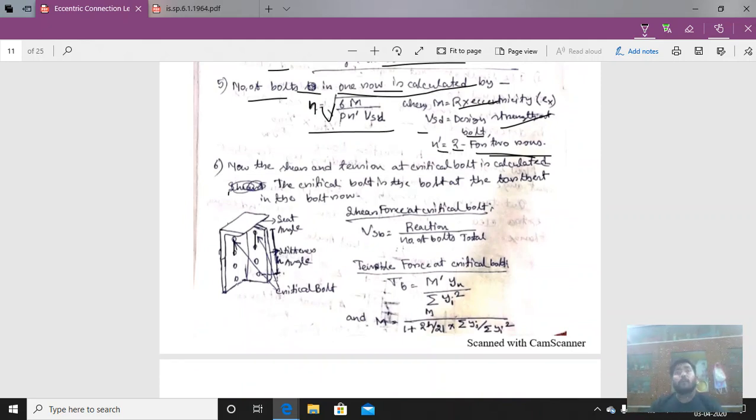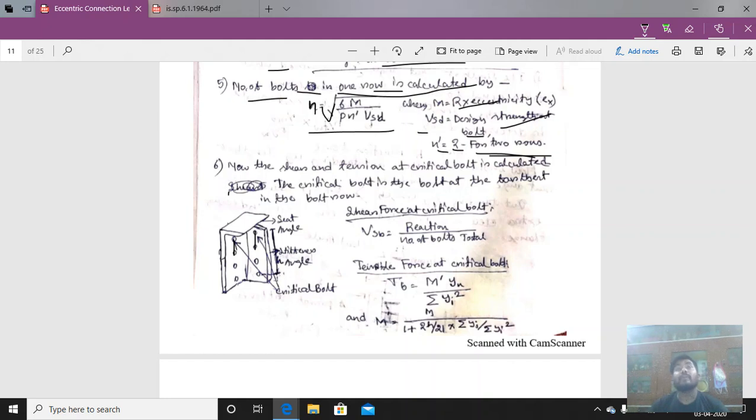So 2 rows are provided in general, but if we require more than 2 rows, that also can be provided. Now this is the step. The number of bolts in only 1 row is calculated. If there are 2 rows, this number will be multiplied by 2 to calculate the total number of bolts. Now the shear and tension at the critical bolt is calculated.